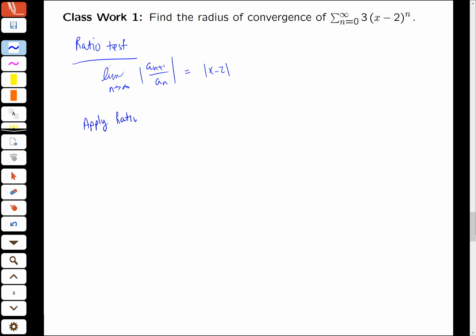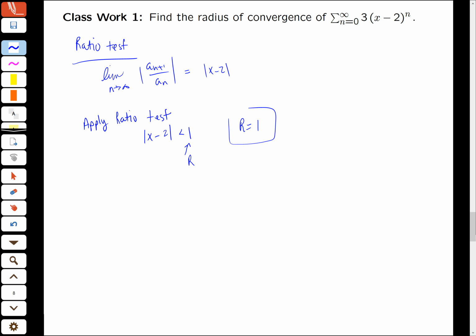The ratio test says it converges under what conditions? Limit less than 1. So apply the ratio test. That means we want x minus 2 less than 1. That value right there is going to be r. So the radius of convergence for this one is r equals 1. And that's what you have to do to finish that question.